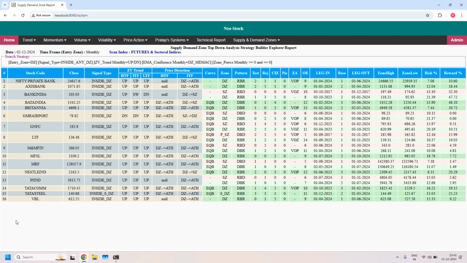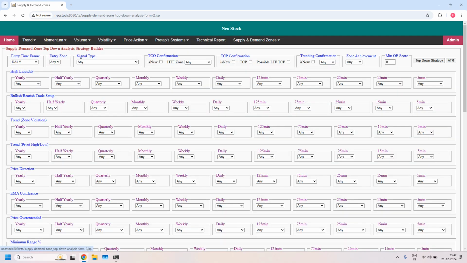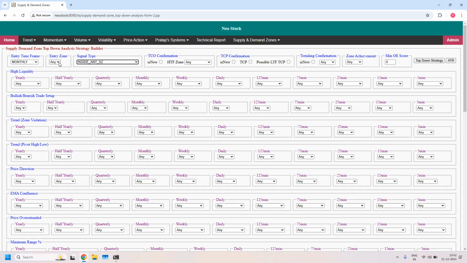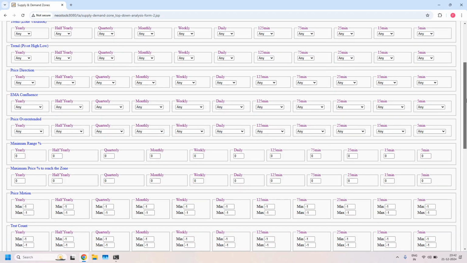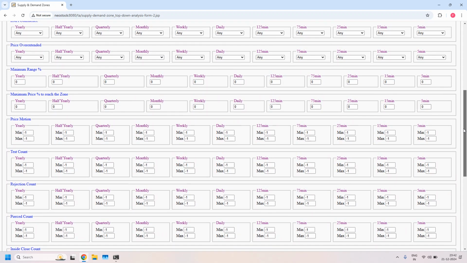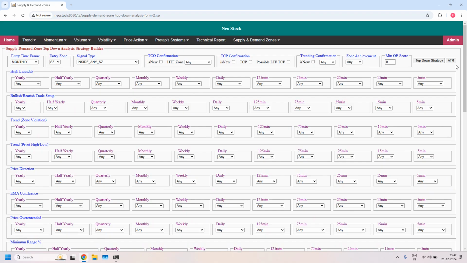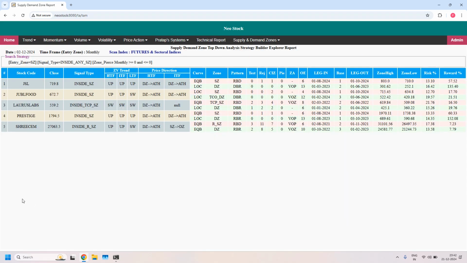Okay, next for monthly time frame, price closed inside the monthly supply zone. These monthly supply zones should not be pierced. So in the pierced count, at monthly time frame, I am setting minimum value 0, maximum value 0. Let's filter. We got 5 stocks. Currently price closed in these 5 monthly supply zones.